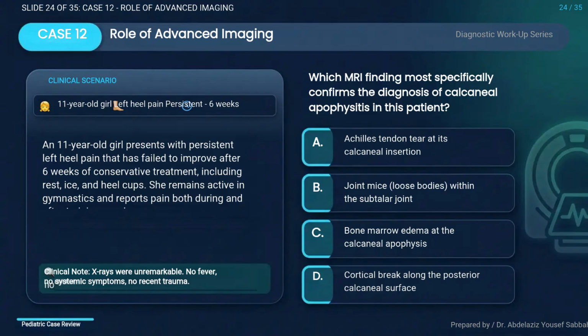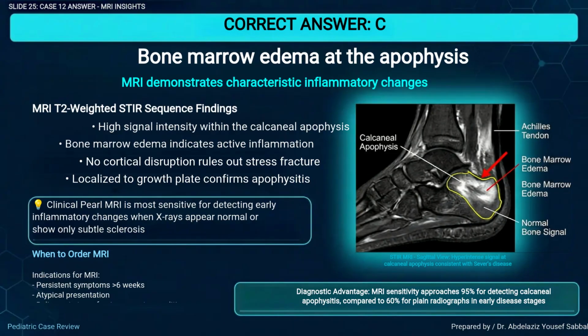Option A, Achilles tendon tear at its calcaneal insertion. Option B, joint mice, meaning loose bodies, within the subtalar joint. Option C, bone marrow edema at the calcaneal apophysis. Option D, cortical break along the posterior calcaneal surface. The correct answer is option C, bone marrow edema at the calcaneal apophysis.